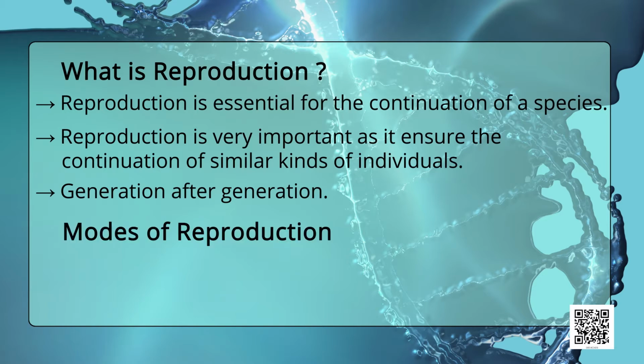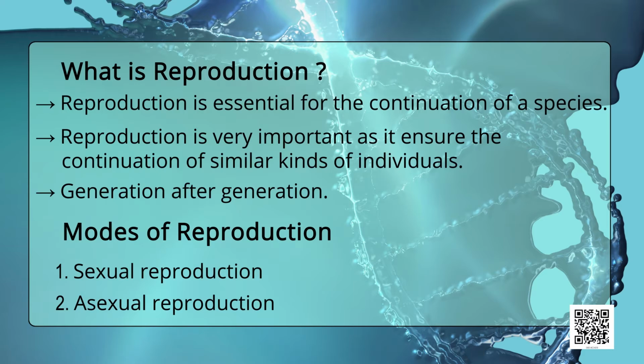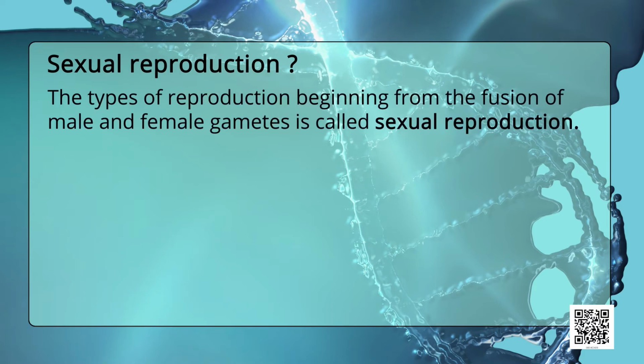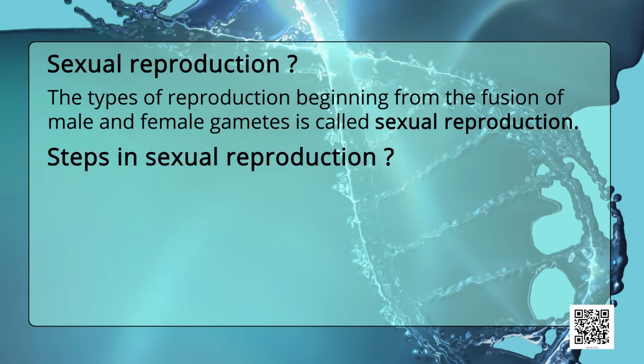There are two modes by which animals reproduce. These are sexual reproduction and asexual reproduction. Steps in sexual reproduction. The type of reproduction beginning from the fusion of male and female gametes is called sexual reproduction.